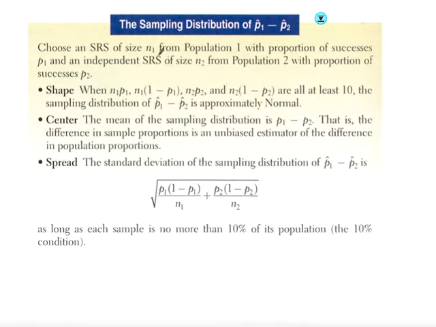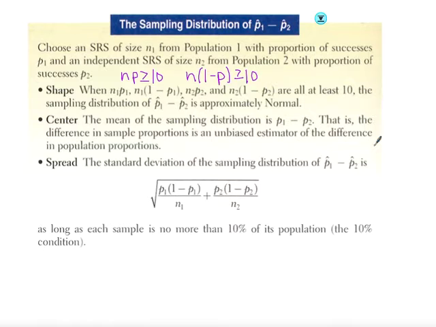You may recognize this stuff or something similar to it from Chapter 7. In Chapter 7, when we were talking about the shape, we said that we wanted to have N times P greater than or equal to 10, and N times 1 minus P greater than or equal to 10 as well, in order to say that the shape was approximately normal.